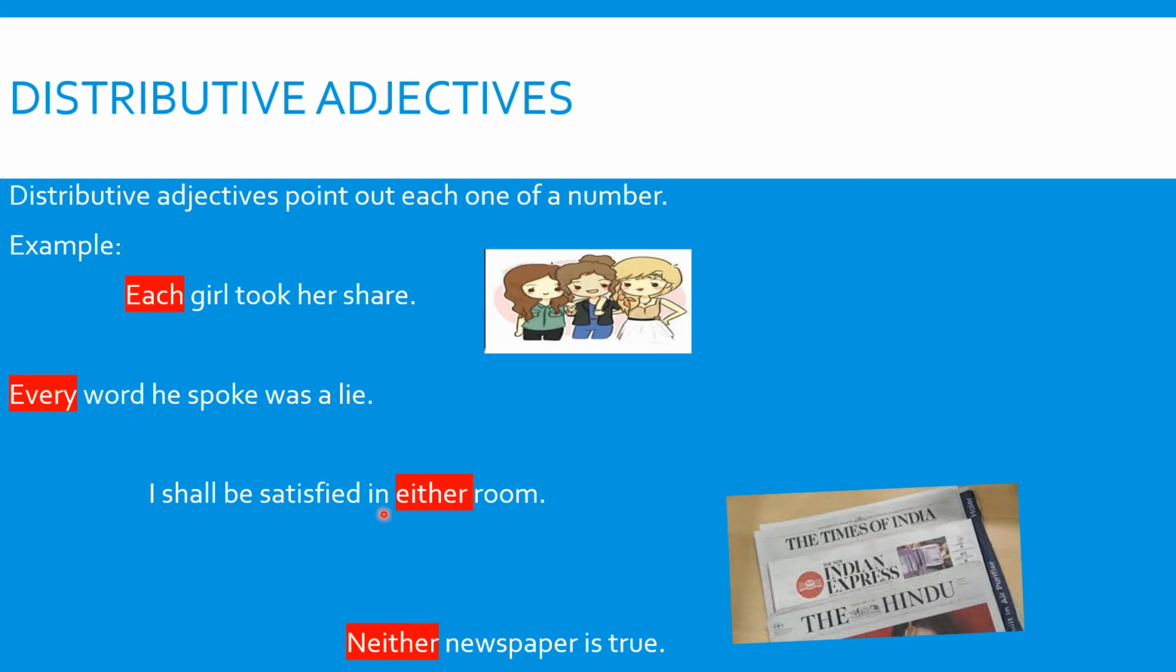I shall be satisfied in either room. So either is a distributive adjective. Neither newspaper is true. So neither is a distributive adjective pointing out each one of a number. So all these highlighted words, each, every, either, neither, are distributive adjectives.